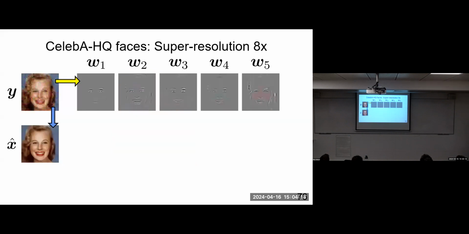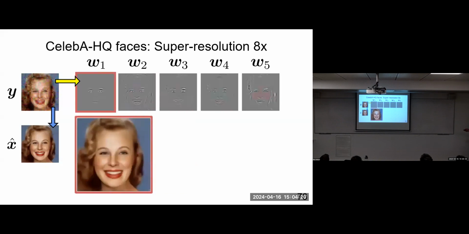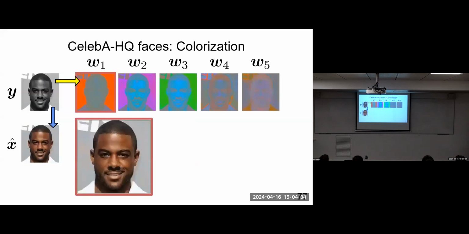And also for super resolution, the principal component in this case, if you look at the measurement, the eyebrow position is really not certain. So it basically depicts all kinds of versions of raised or lowered eyebrows and eye opening or closing. And also on colorization, you see that the top principal component basically changes the background color, which makes a lot of sense.